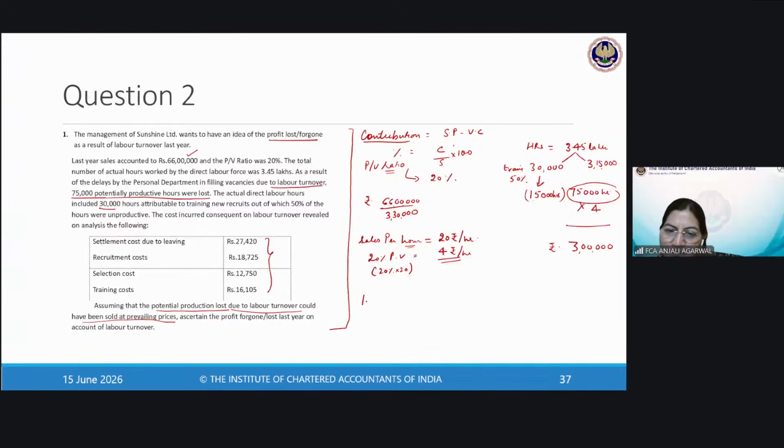One assumption I have made in this question, which you may put as a footnote in the exam: these 15,000 unproductive training hours are included in 75,000.